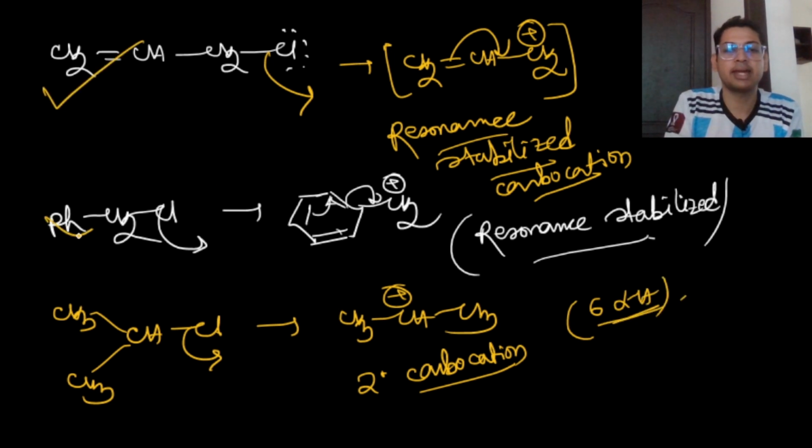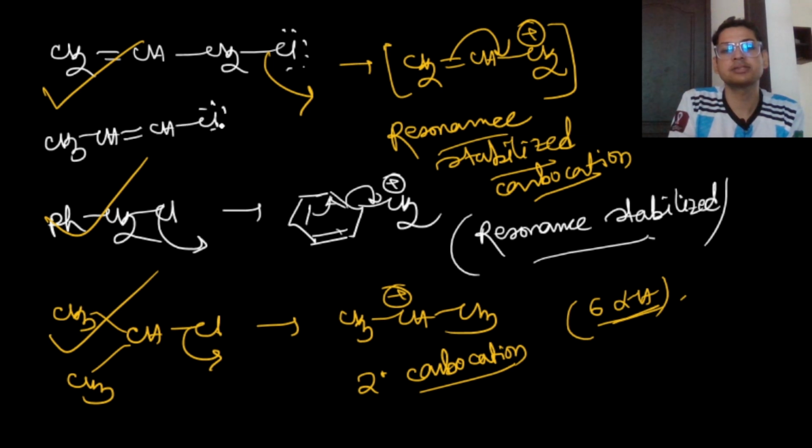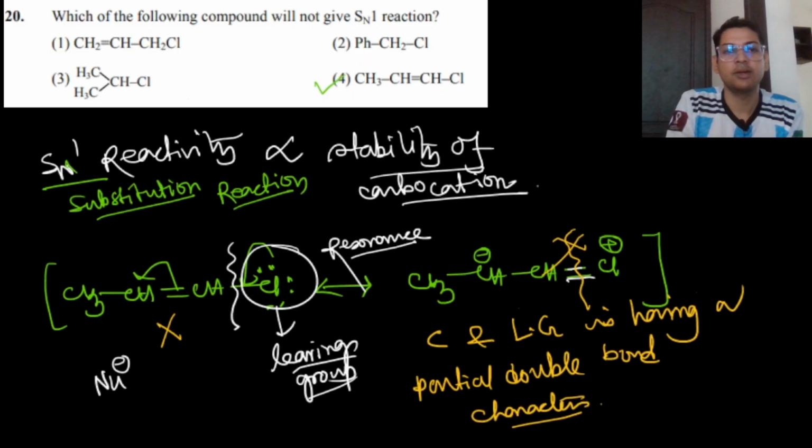Hyperconjugation index, so it is quite stable. So they all can go by SN2, SN1. But the thing is that here the last one you cannot, because of the partial double bond character. So option number D will be your answer. It cannot go by SN1 reaction. Option number D will be your answer.